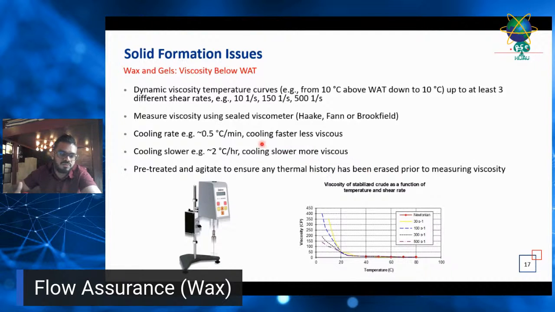It depends on the pipeline, how insulated your pipeline is. If your pipeline is insulated, then of course we will just measure for 1 cooling rate, which is a slower cooling rate. If your particular pipeline is uninsulated, then we need to measure at a higher cooling rate, in terms of the viscosity measurement.